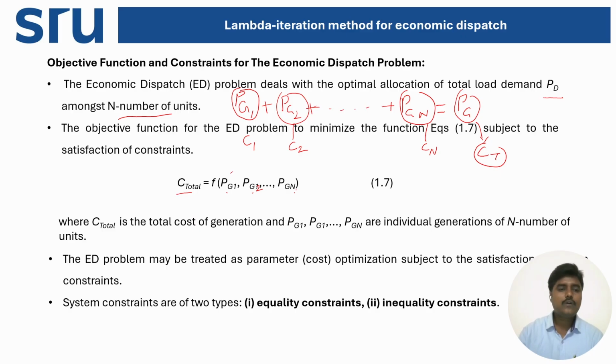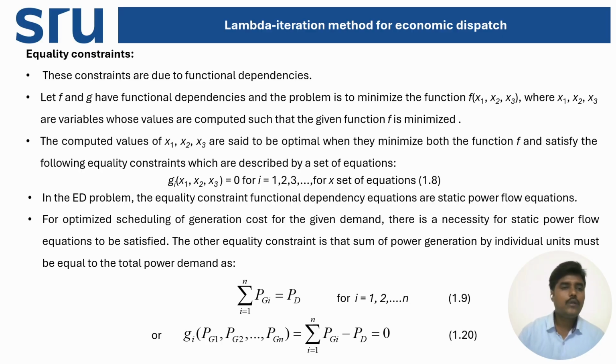And here the system constraints are of two types, equality constraints and inequality constraints. In simple words, you can remember these system constraints as system conditions. Whenever we want to deal with economic operation, you have to maintain the system conditions also satisfactory. Now let's discuss equality constraints and then inequality constraints. First coming to the equality constraints. These constraints are due to the functional dependencies. That means one function is depending on another function.